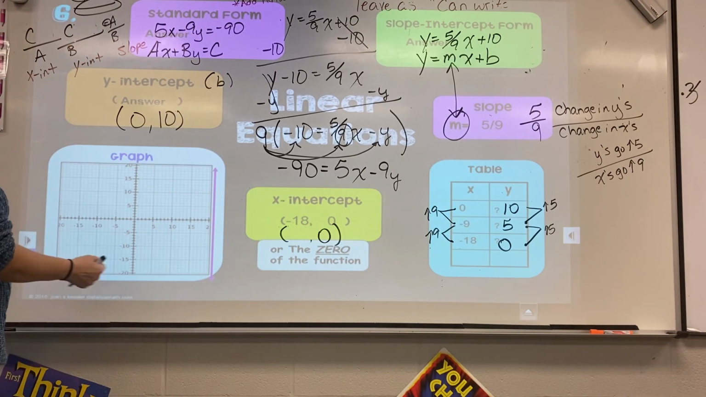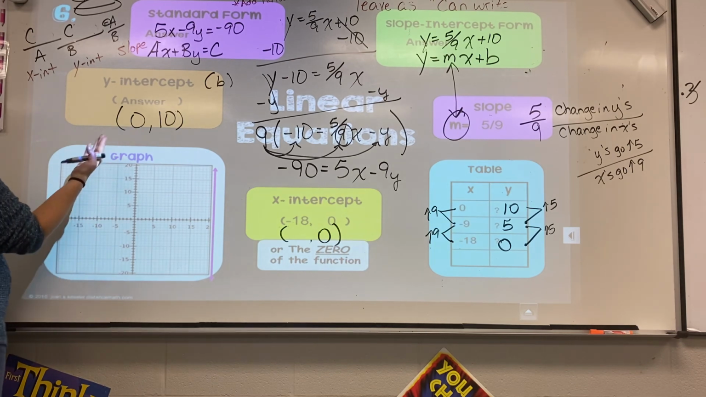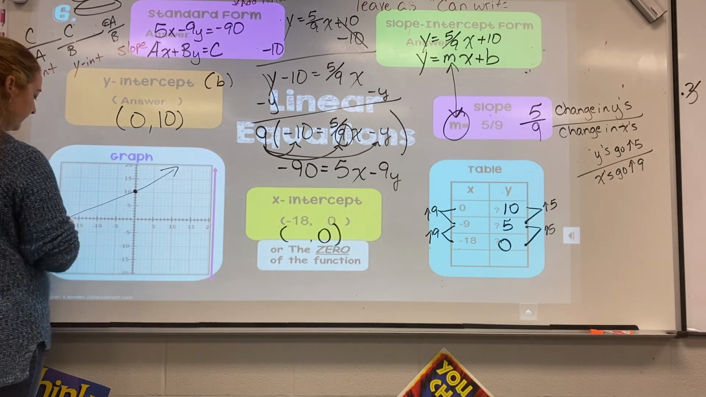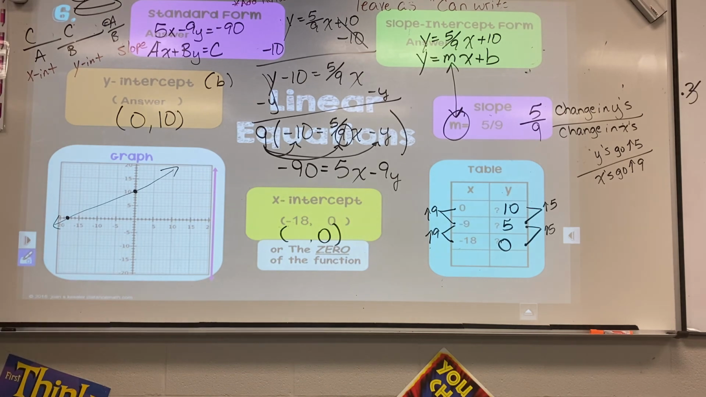I've got everything filled in except for my graph. Use your 2 points, negative 18, 0 and 0, positive 10, and graph your line as close to those 2 points as you can. Make sure it's going a positive slope, and you should be good to go. Good luck getting that done and corrected.